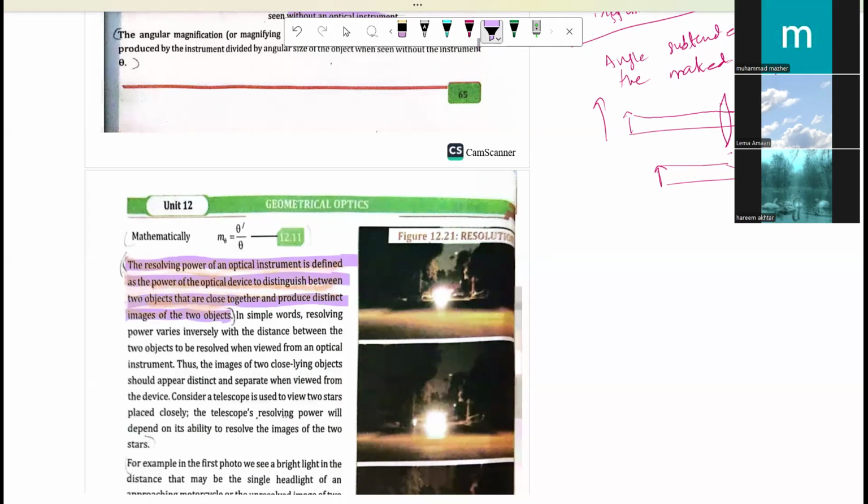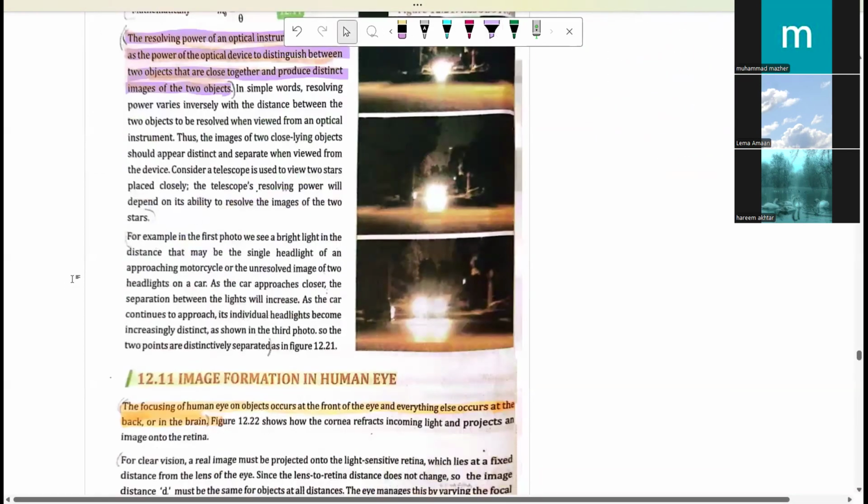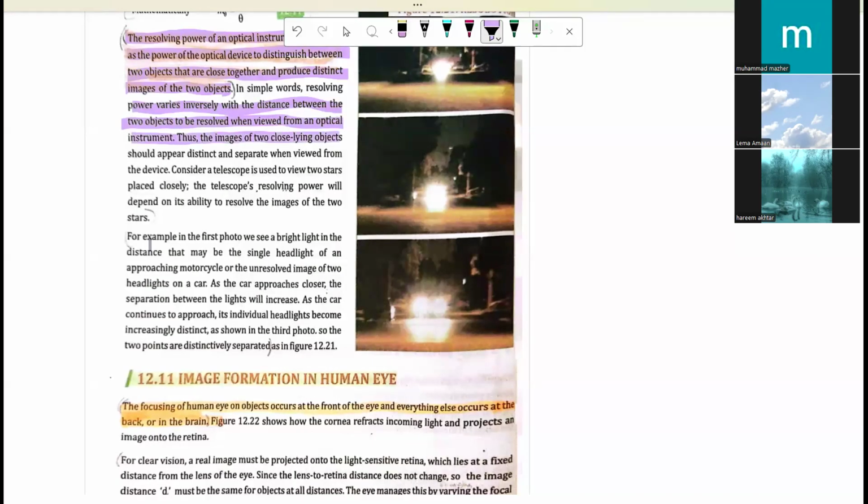Definitions are very important. Do you get the meaning of resolving power? Example उन्होंने साथ में दे दी, it's very good. ठीक है? यहाँ पे उन्होंने I guess they have discussed this, the example as well. ठीक है? And simple resolving power varies inversely with the distance between the two objects to be resolved when viewed from an optical instrument. Thus, the image of two close lying objects should appear जितना ज़्यादा distinctly, उनको जितना भी दूर put कर दें तो it helps us to identify कि जी two different objects and that is what resolving power is basically.